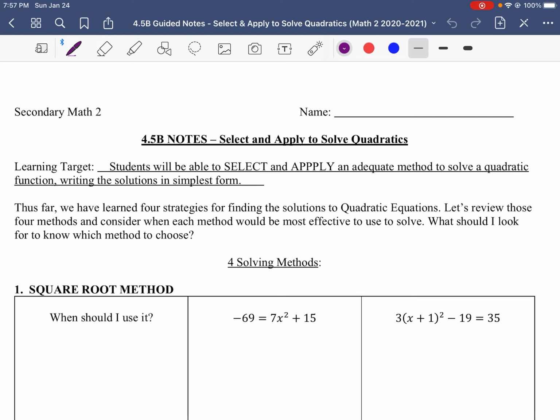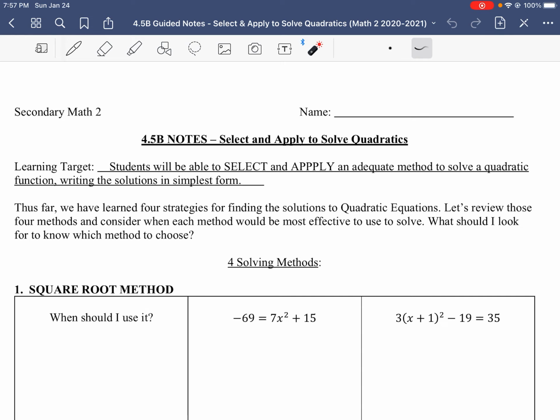Combining all of the techniques that we've covered to solve quadratics. If you look at our learning target today, students will be able to select and apply, so you're going to choose which method to use. As long as it's an adequate method to solve the quadratic, we're going to solve it and then write its solution in simplest form.